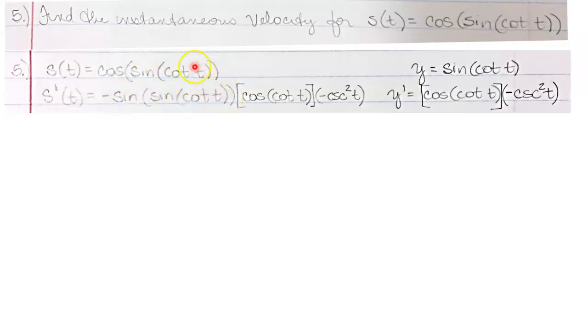Now I need to do derivative of the inside. I need to do the derivative of the sine of cotangent t. So I'm going to come over here and work that as a separate problem. So if I have sine of cotangent t and I'm taking the derivative of that, the derivative of sine anything is cosine of that thing times the derivative of that thing, and the derivative of cotangent is negative cosecant squared. So I can bring that over here, and I've got derivative of the outside times derivative of the inside.